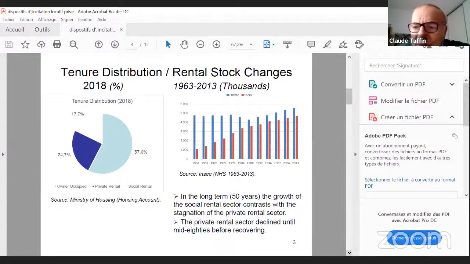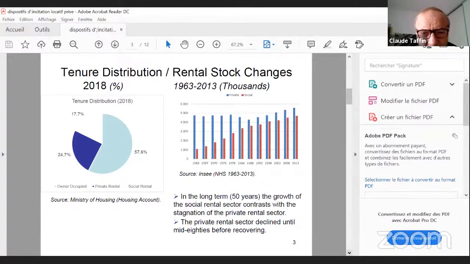We have a rather balanced tenure distribution, a relatively low ownership rate, a large social rented sector, and also a rather large private rented sector. Compared to England, for example, they have more ownership, a similar ratio of social rental, and less private rental than we have.